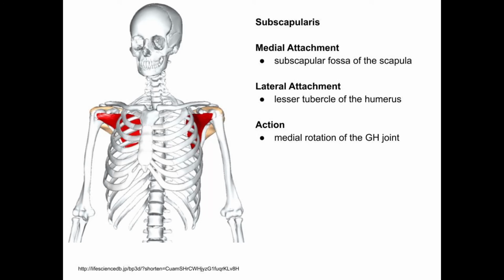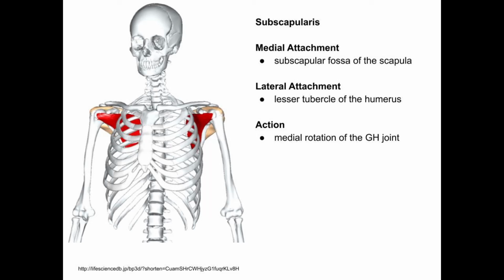Subscapularis. So this is a muscle that attaches underneath the scapula, hence the name, although more accurately it lies deep to the anterior surface of the scapula. So the medial attachment is on the subscapular fossa of the scapula, which is most of the anterior surface. And the lateral attachment is on the lesser tubercle of the humerus.